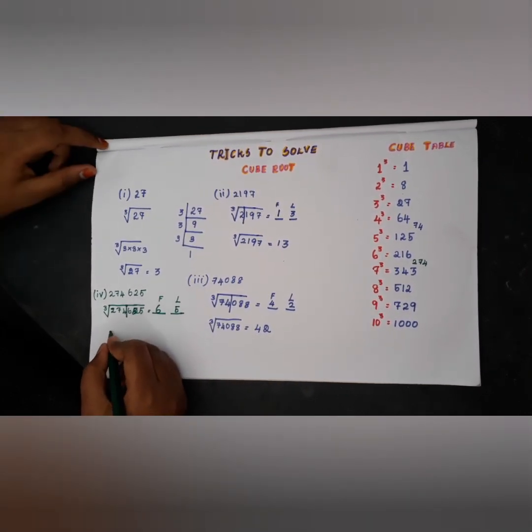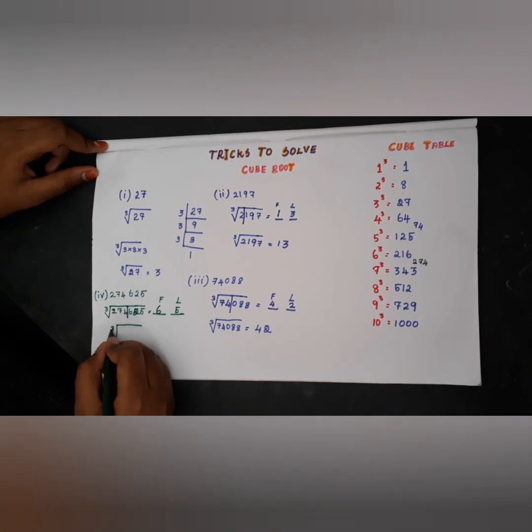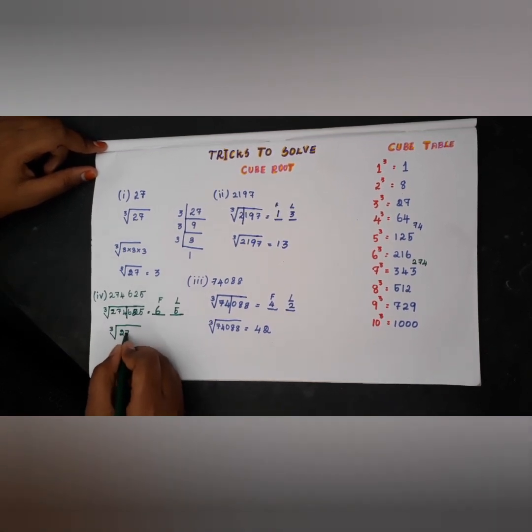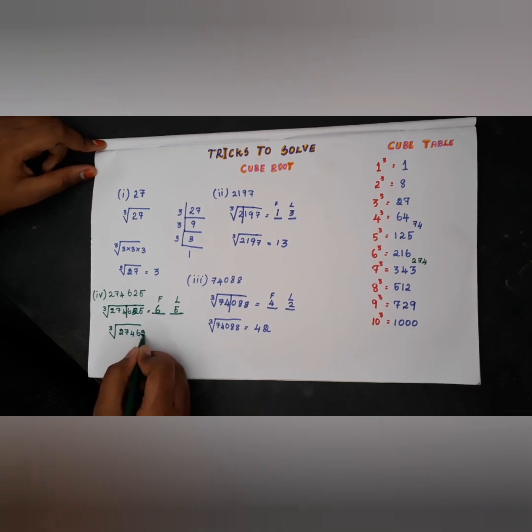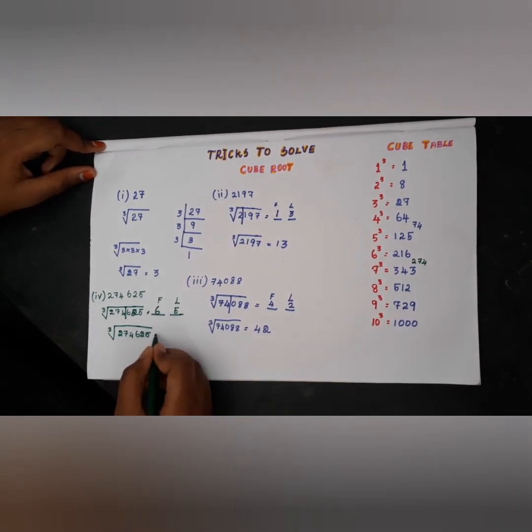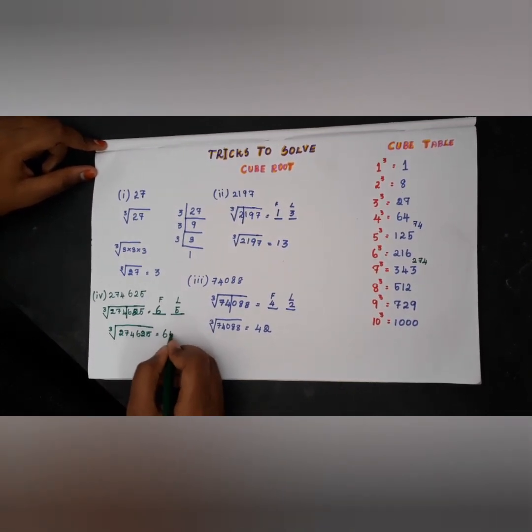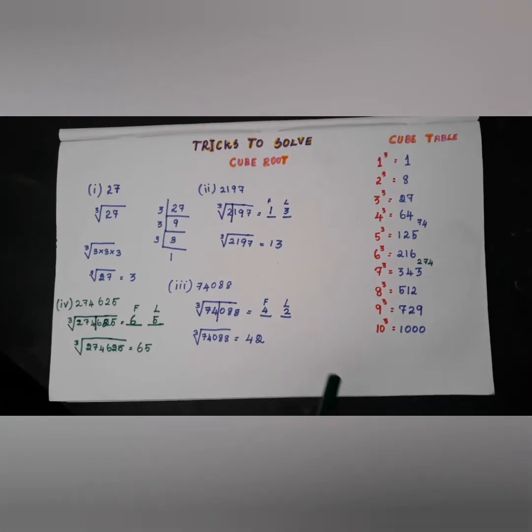So therefore the cube root of 274,625 equals 65.